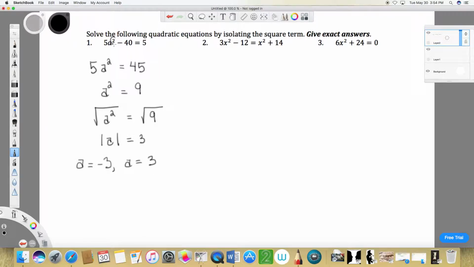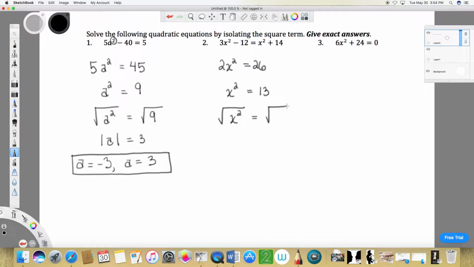With an exponent of 2, we were expecting two solutions, but they could be repeats. They could be repeated roots. Let's take a look at this problem number 2 and do it in a similar fashion. Let's take away x squared from each side. Let's add 12 to each side. Let's divide by 2. Take the square root of both sides.